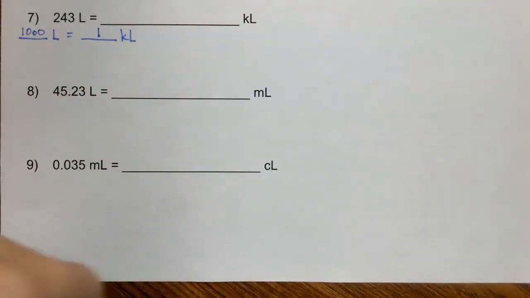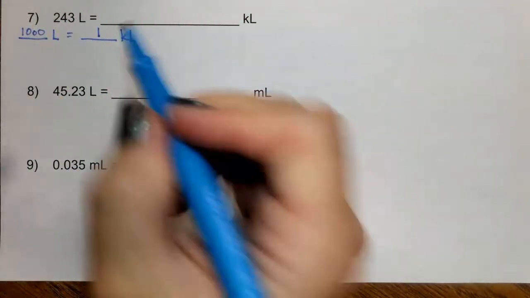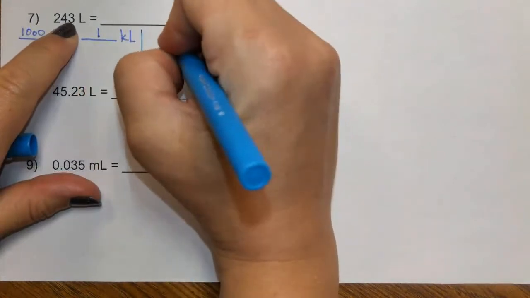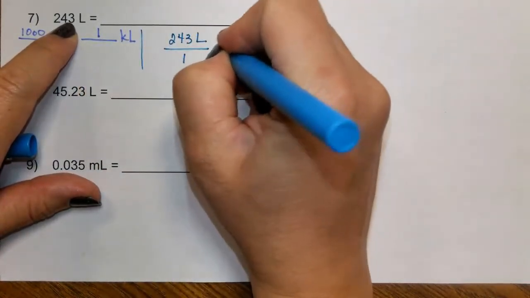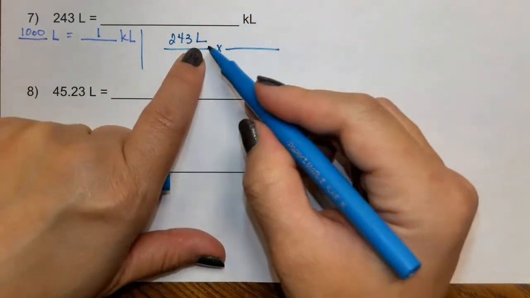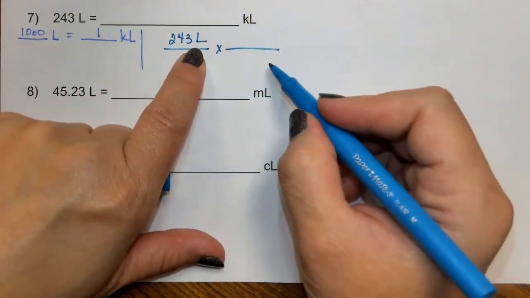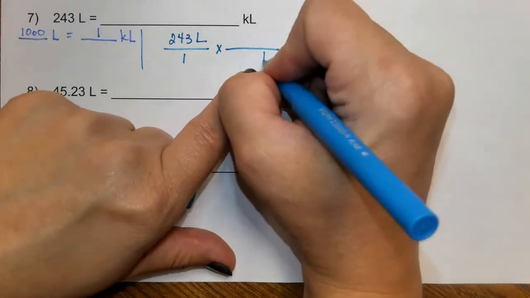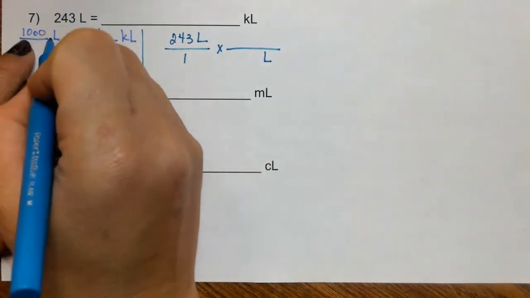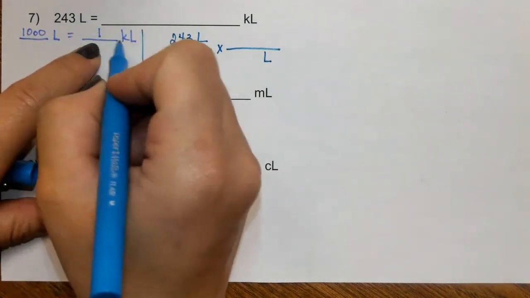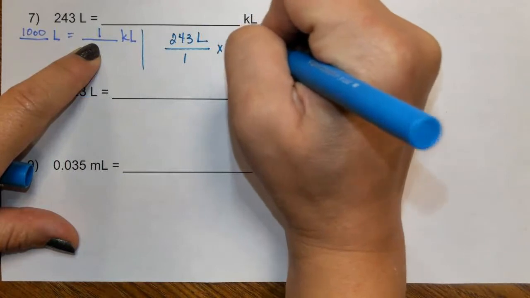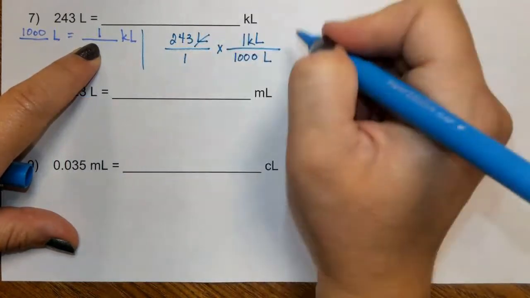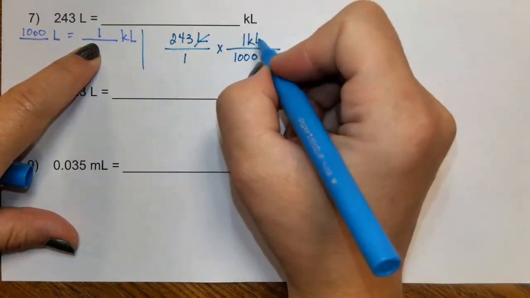So now that I have my conversion factor, take your given value, 243 liters. You can put it over 1 times, draw a line. Liters needs to cancel, so it's got to go at the bottom of this next step. So I'm going to put liters here, and then I can use my conversion factor. 1,000 liters equals 1 kiloliter. The liters have canceled. Kiloliter is left.